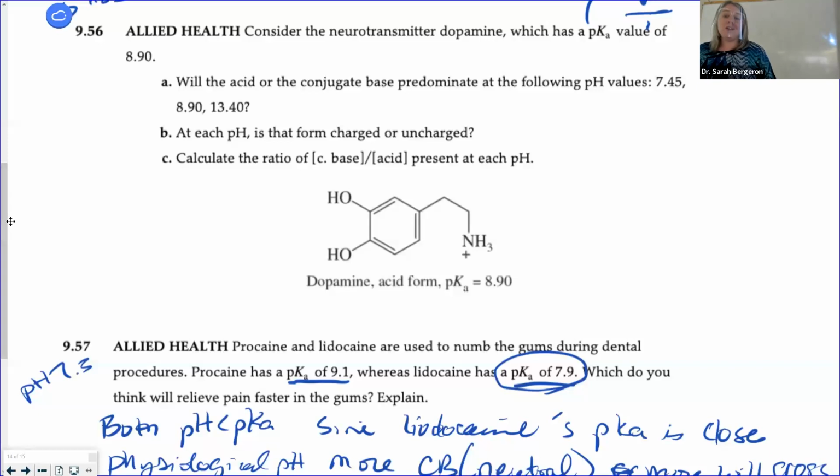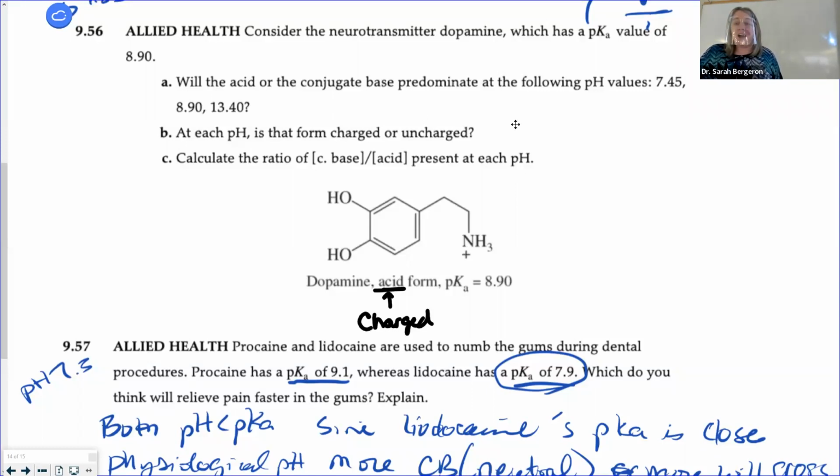Okay, so now we're going to talk about a neurotransmitter. I love neurotransmitters, they're so cool. So this one's dopamine. Dopamine has a pKa value of 8.9. So what form is this dopamine in? This is in the acid form. So is the acid form charged or uncharged? Look at this nitrogen. It's charged, right? So the conjugate base form would be neutral.